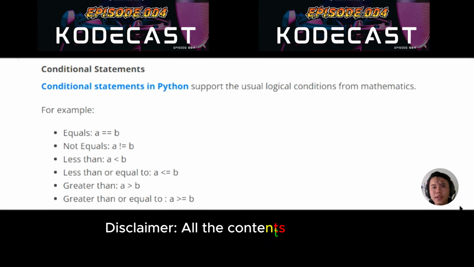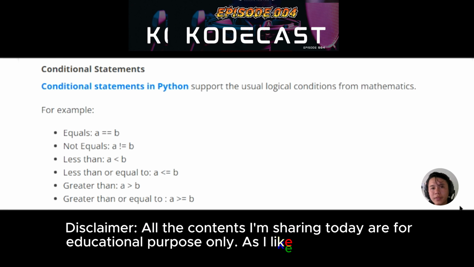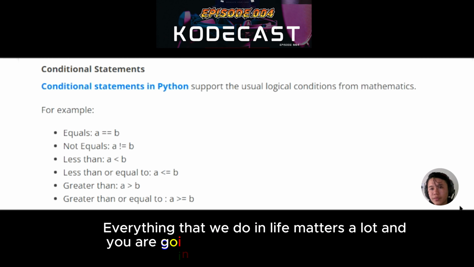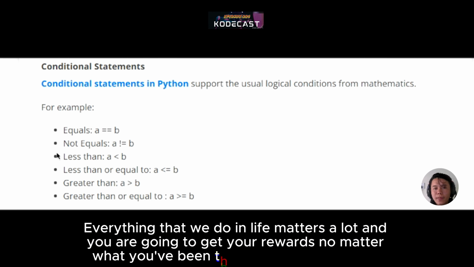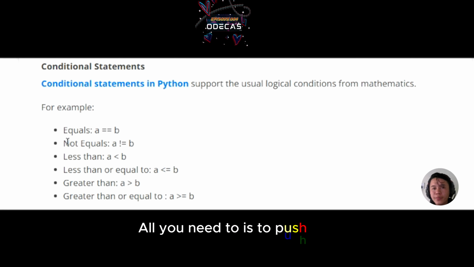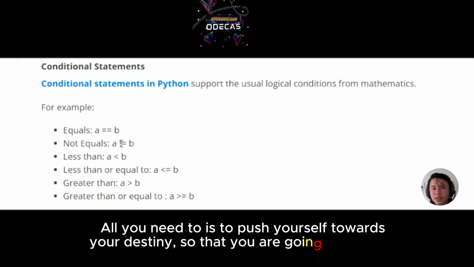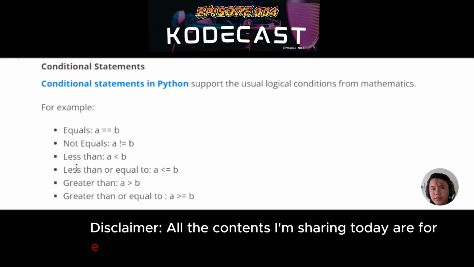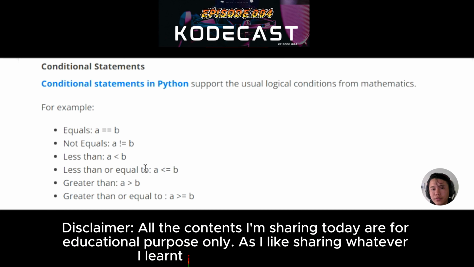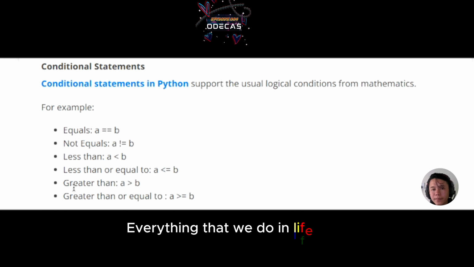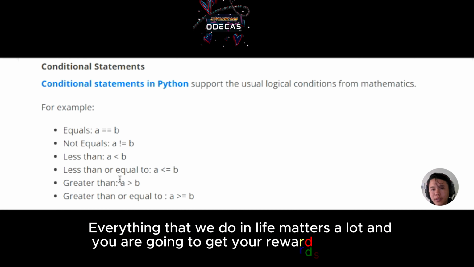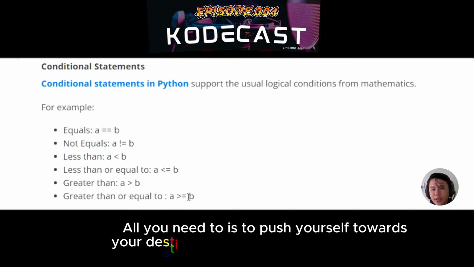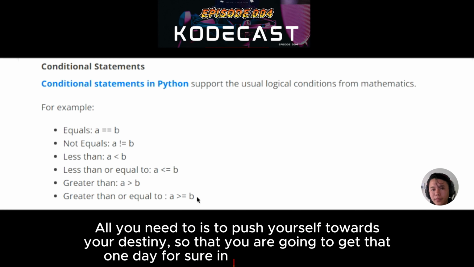Conditional statements. Conditional statements in Python support the usual logical conditions from mathematics. Equals: a is equal to b. Not equals: a is not equal to b. Less than: a is less than b. Less than or equal to: a is less than or equal to b. Greater than: a is greater than b. Or greater than or equal to: a is greater than or equal to b.